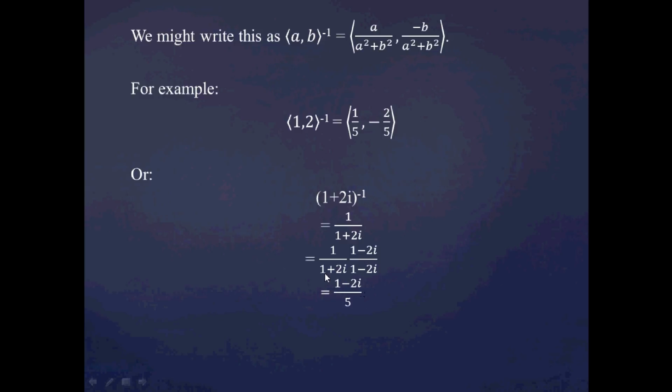And then I get (1 plus 2i) times (1 minus 2i). So I distribute there, I'll get 1, now I get minus 4i squared, or 1 plus 4, which gives me 5. And you can see here, this works out very nicely, gives the same result as we got up here. And I get 1/5 minus 2/5 i.